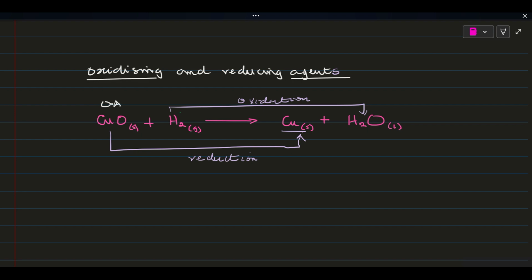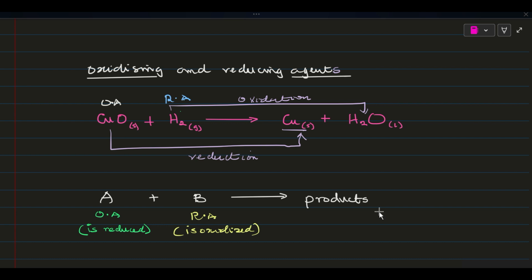So we can name hydrogen the same way we name copper 2 oxide. So we can see that copper 2 oxide is reduced in this reaction. So it is the hydrogen that causes copper 2 oxide to be reduced. So because hydrogen is the cause of reduction of copper 2 oxide, hydrogen is the reducing agent.